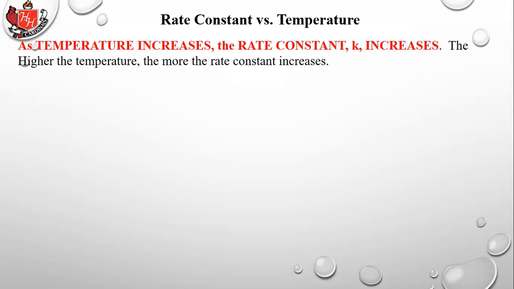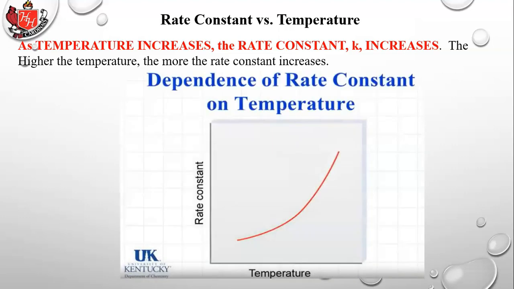As temperature increases, the rate constant increases. The higher the temperature, the more the rate constant increases. So we've talked about this, that the rate constant, which is one of the components to tell you how fast the reaction will take place, is dependent on temperature. But as you'll see by this curved graph, what it's saying is as the temperature gets higher and higher, the rate constant gets higher at a faster rate. In other words, it goes up more for a certain temperature change.